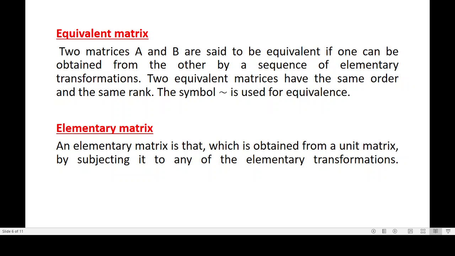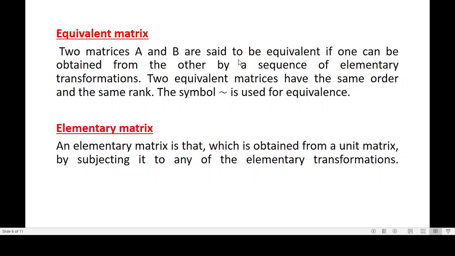Now let us understand equivalent matrix. Two matrices A and B are said to be equivalent if one is obtained from the other by a sequence of elementary transformations. Two equivalent matrices have the same order and the same rank, and this is the symbol used for equivalence, which you can see on your screen. This means the two matrices are equivalent.